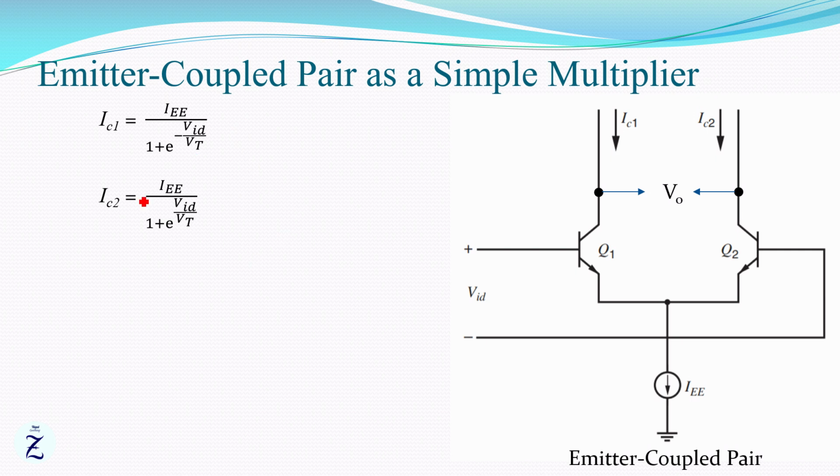Here you just note down the relation between the input and the collector current. While considering the collector current of Q1, that is IC1, the base is connected to the positive of the input, and this term here is negative VID divided by VT. And in the case of Q2, the negative of the input is connected to the base of this transistor, and here we have e raised to positive VID divided by VT.